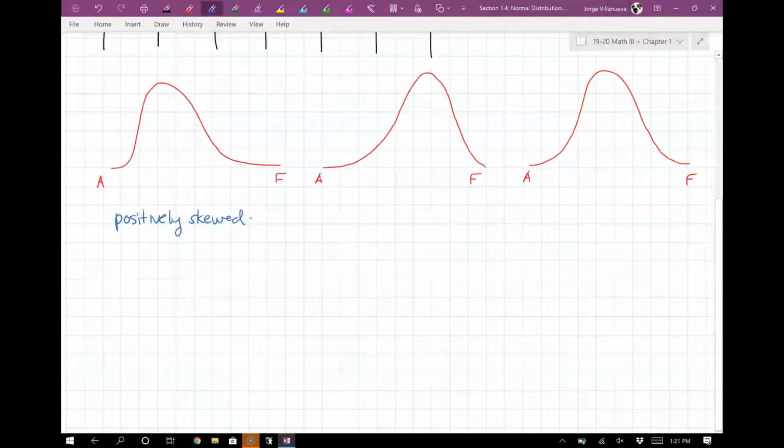Now, if you look at the second graph, it looks like there's more F's than A's, right? So that would not be a good thing. So we would say that that's negatively skewed. Now, in the last graph, it looks like most of the grades are in between A to F, right? They're about the C range. So that's called a normal distribution, okay? So normal distribution or normally distributed.